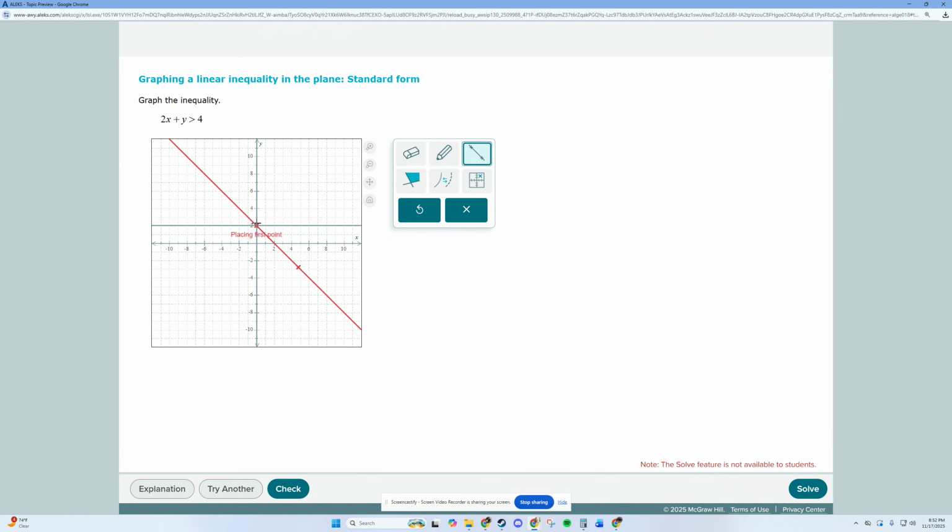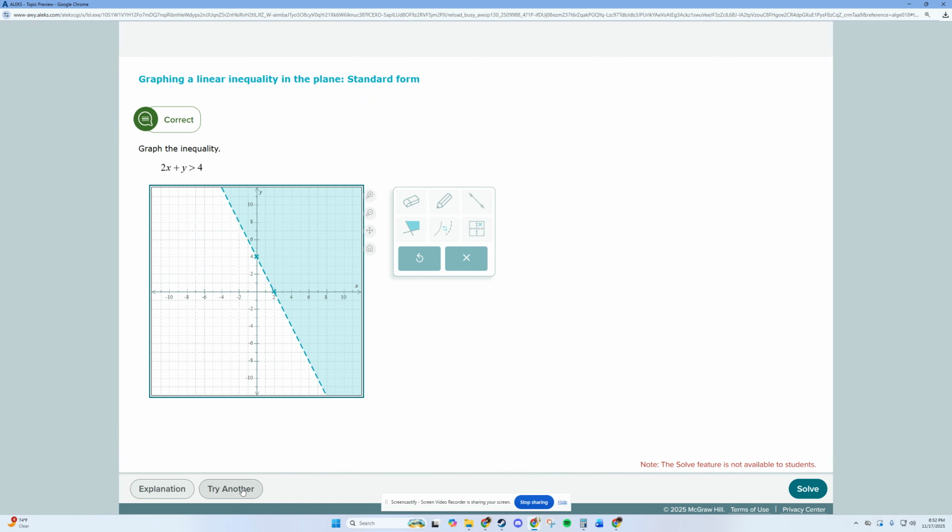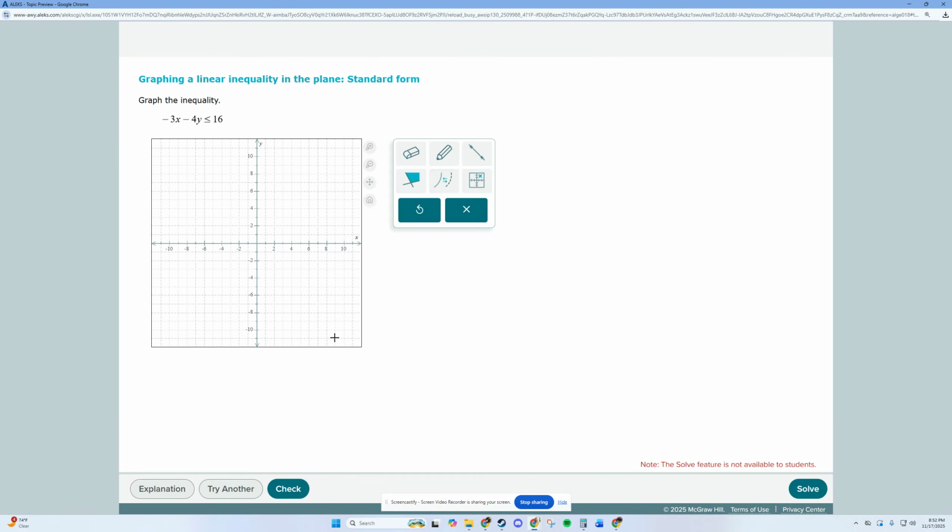So we said the y-intercept when x is 0, y is 4. 2, dashed line, and we want the stuff above. We check, we eat those w's.